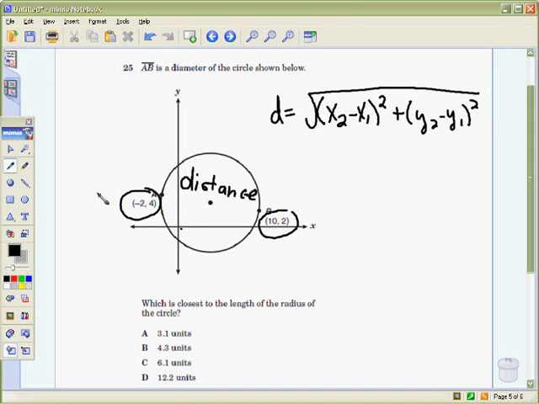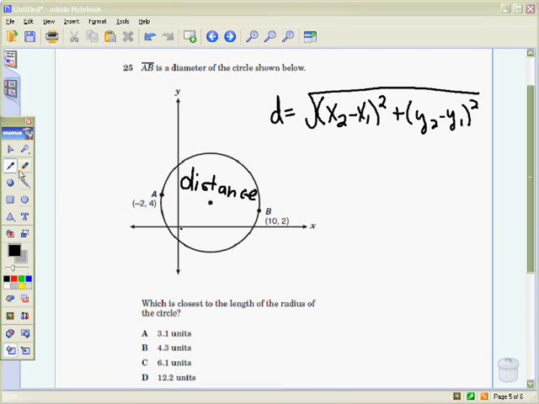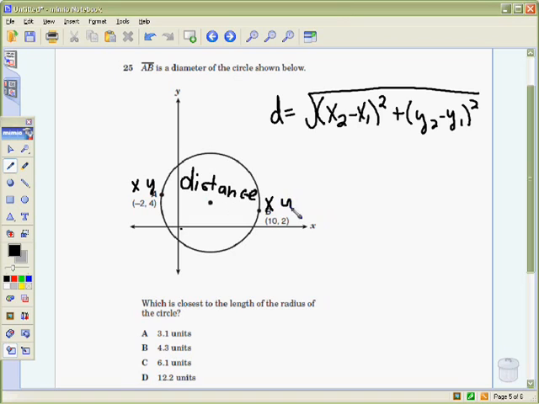So we have 2 points. And since we have 2 points, that's where our x1, y1, x2, and y2 will come from. Here we have an x and a y. Here we have an x and a y. And it doesn't matter which one you choose. One of them is going to be x1, y1, and the other will be x2, y2. And just plug them in as follows.